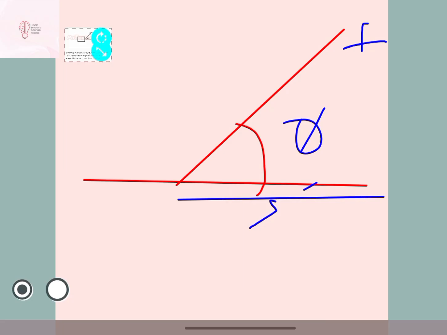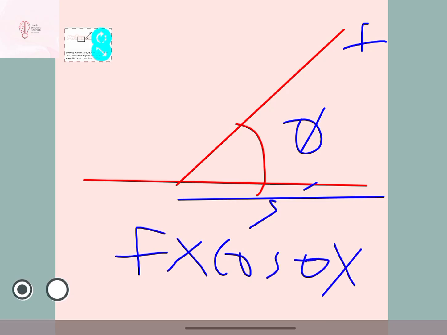Okay, how are you going to do this? This is going to be what? F times cos theta times your s. F cos theta times your s. What is your cos theta? Why is it cos theta?